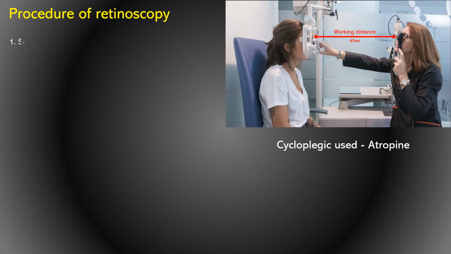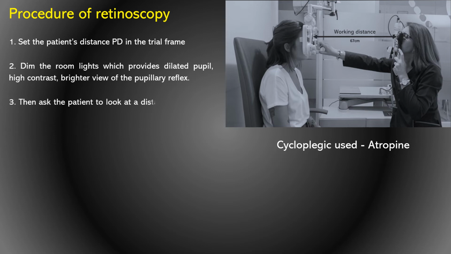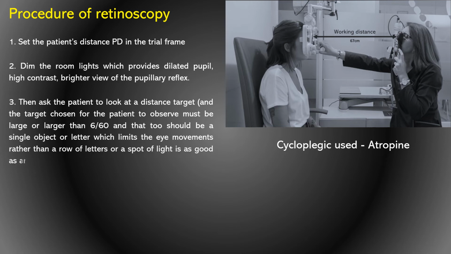First step is to set the patient's distance PD in the trial frame. Step 2 is to dim the room lights, which provides a dilated pupil, high contrast, and a brighter view of the pupillary reflex. Then ask the patient to look at a distance target. The target chosen for the patient to observe must be 6/60 or larger, and it should be a single object or letter, which limits eye movements, rather than a row of letters or a spot of light.